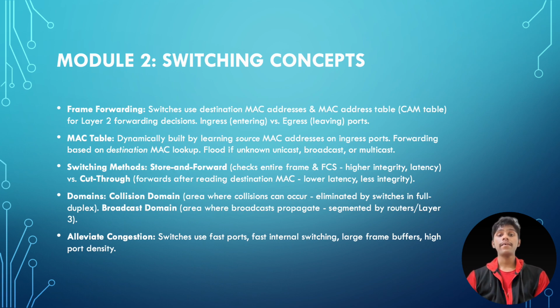And also we compare switching methods. Store and forward checks the whole frame for errors first, which is reliable but slower, while cut through is another method. Cut through forwards much faster by just reading the destination MAC, potentially sending bad frames. Finally, it also tells about collision domains, where data collisions could happen, mostly eliminated by switches, and broadcast domains, where broadcasts travel, which are contained by routers.